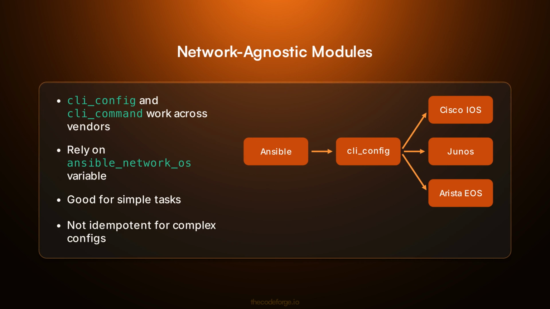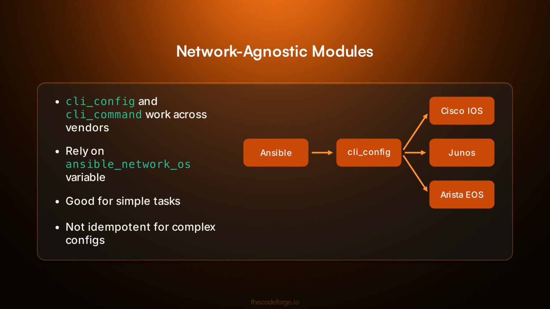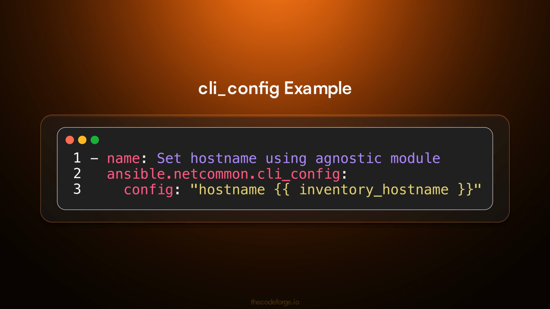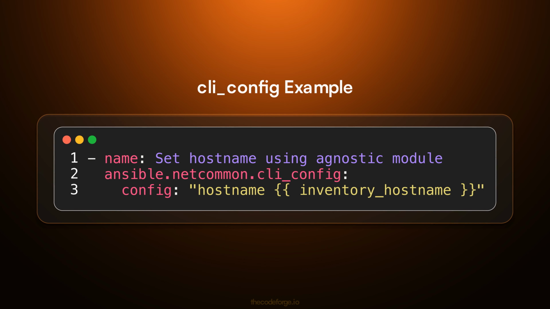flap. For multi-vendor environments, Ansible provides network-agnostic modules like cli_config and cli_command. These rely on the ansible_network_os variable to determine the correct CLI syntax. They're great for simple tasks, but lack idempotency for complex configurations. This example uses cli_config to set a hostname. It works across Cisco IOS, Junos, EOS, and NX-OS as long as ansible_network_os is set correctly.